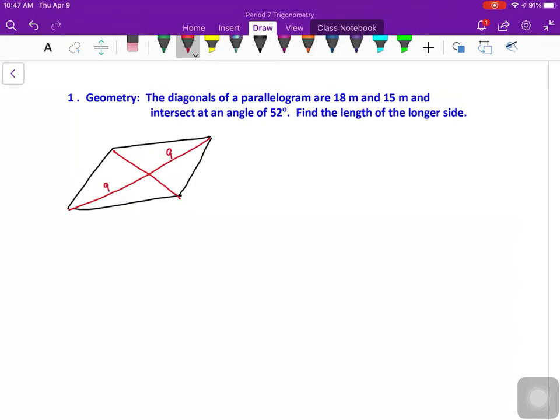So if I was to draw in my diagonals here, the shorter one obviously is the 15 and the longer one is the 18. They're bisected, so that would mean that each of these longer pieces is 9 and each of these smaller pieces would be 7.5.